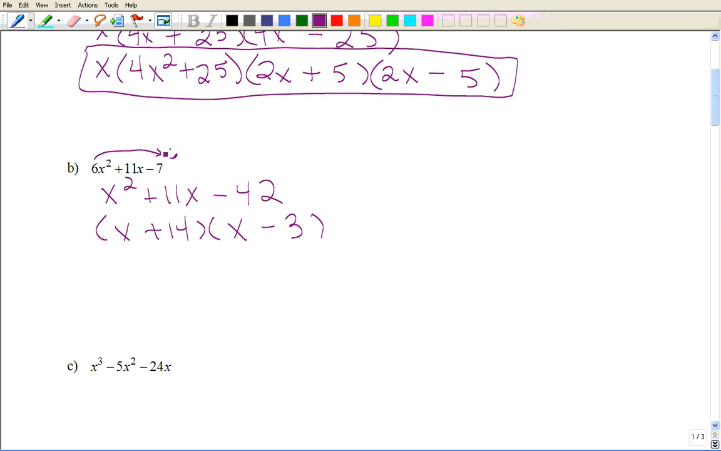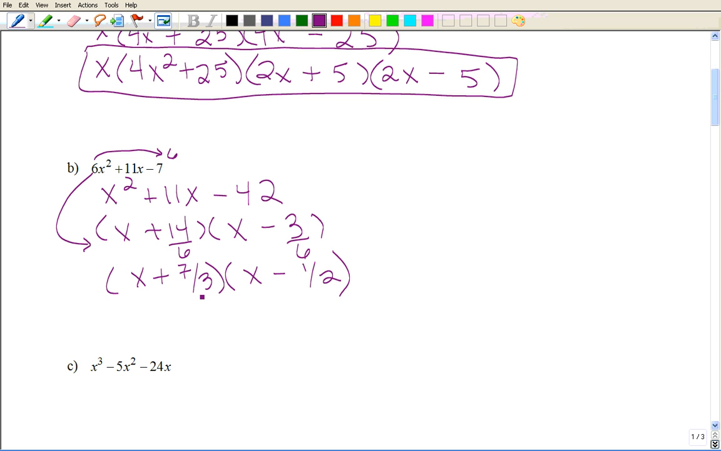So since I slipped the 6 over, I also need to slide it back in here. So I'm going to divide each of these by 6. So x plus 14 over 6 reduces to 7 over 3. And then 3 over 6 reduces to 1/2.